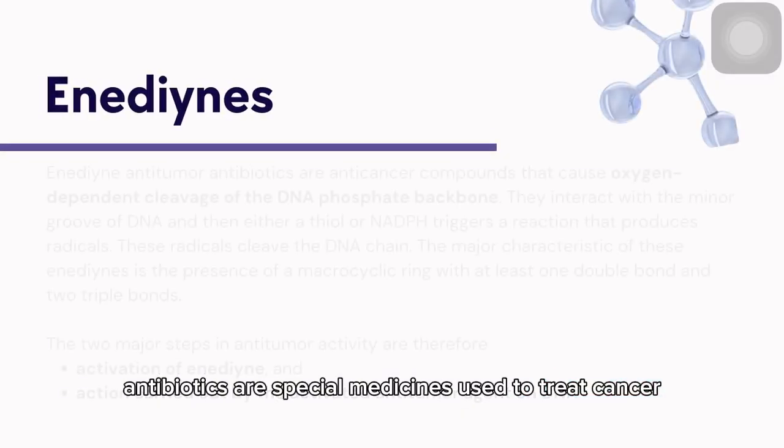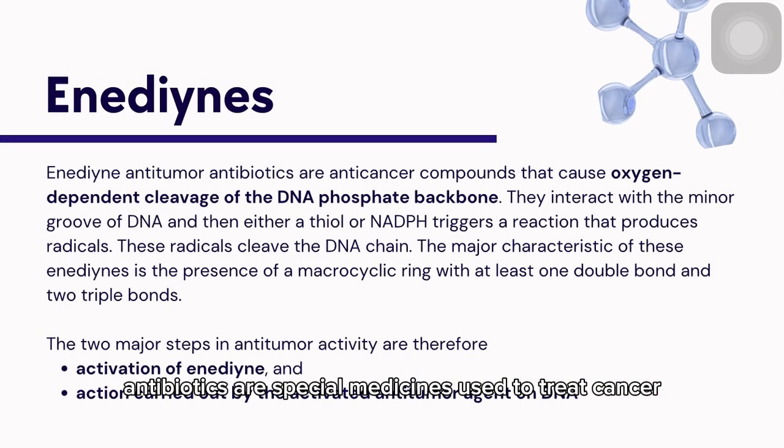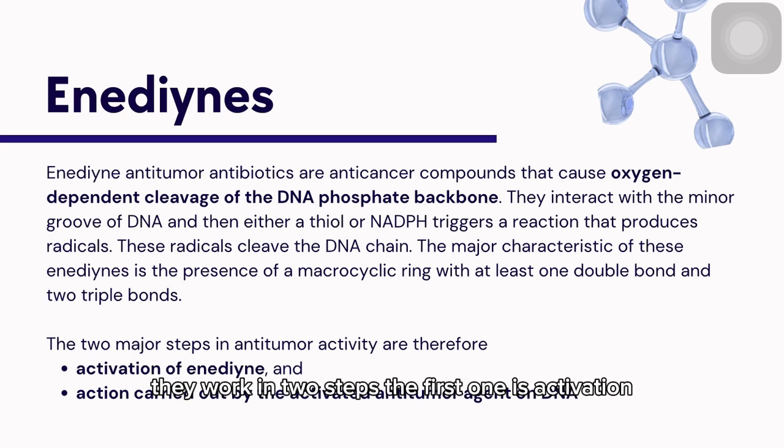Enediyne anti-tumor antibiotics are special medicines used to treat cancer. They work in two steps. The first one is activation. These medicines get activated inside the body. Next, once activated, they go to the DNA in cancer cells and cut it. This stops the cancer cells from growing.